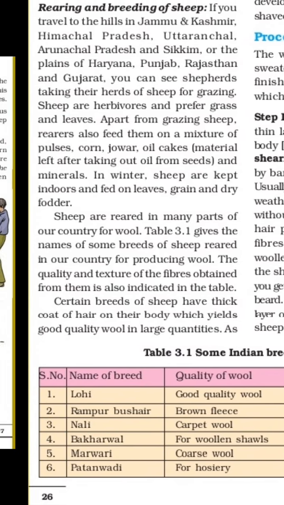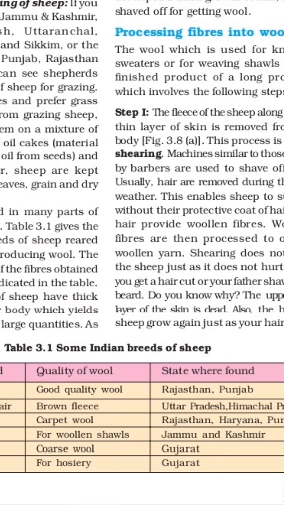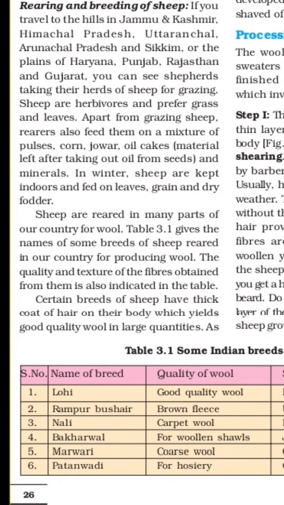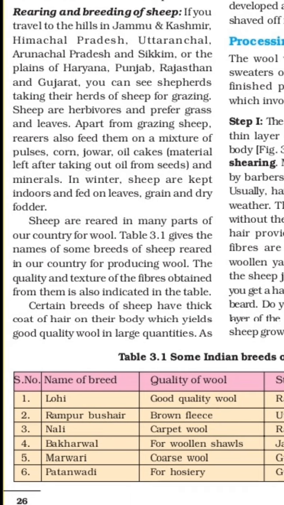Some Indian breeds of sheep. Here, first, three columns are there: name of breed, quality of wool, and state where they are found. First name, Lohi: good quality of wool, found in Rajasthan and Punjab. Next, Rampur Bushair: brown colored hair is present on that sheep, and it is found in Uttar Pradesh and Himachal Pradesh.